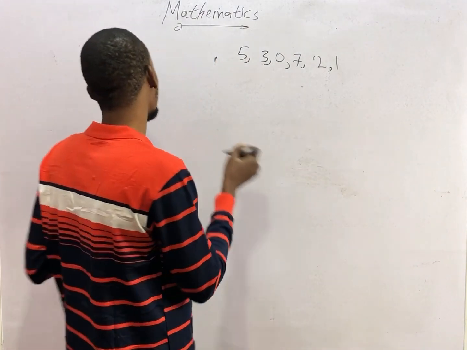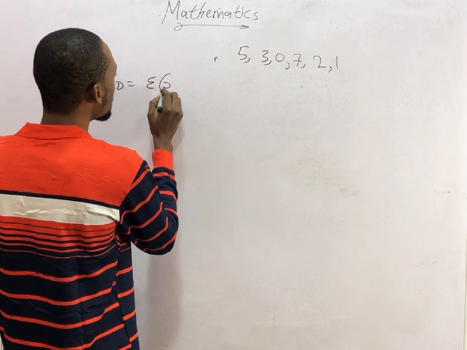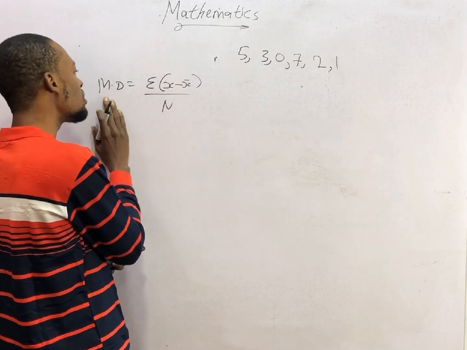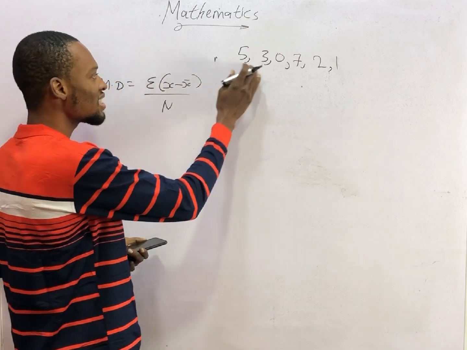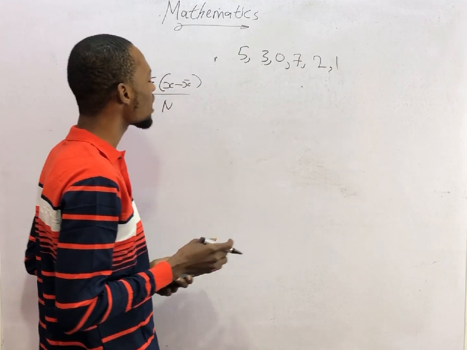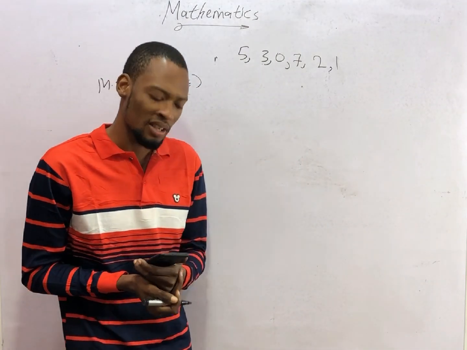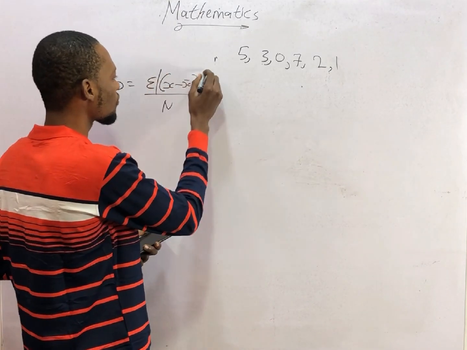Mean deviation is the summation of |x minus x bar| over n. That is mean deviation. The summation of x minus x bar. These are the values. X bar is the mean. So you subtract each of the values from the mean, divided by the total number. That is mean deviation. It should be an absolute value.